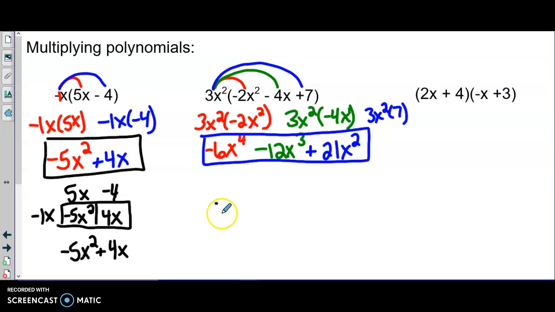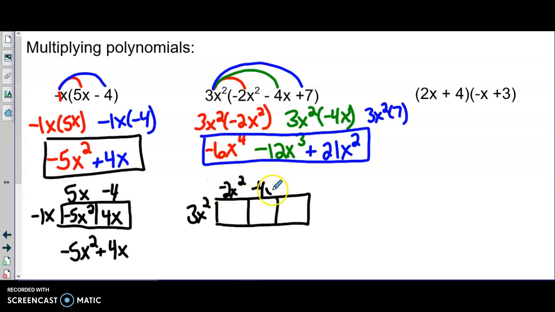use the box method. And in the box method, you have to draw your box based on the number of terms. So there's one term here and there's 3 terms there. So we're going to draw a 1 by 3 box. The one term would be 3x squared. The first term here is negative 2x squared. The second one is a negative 4x. And then the last one is a positive 7. And then we multiply to fill it in.